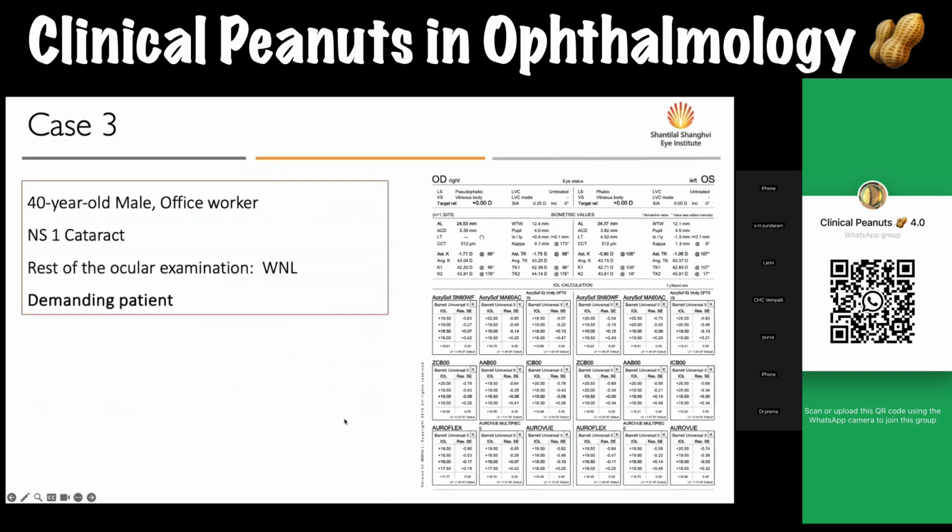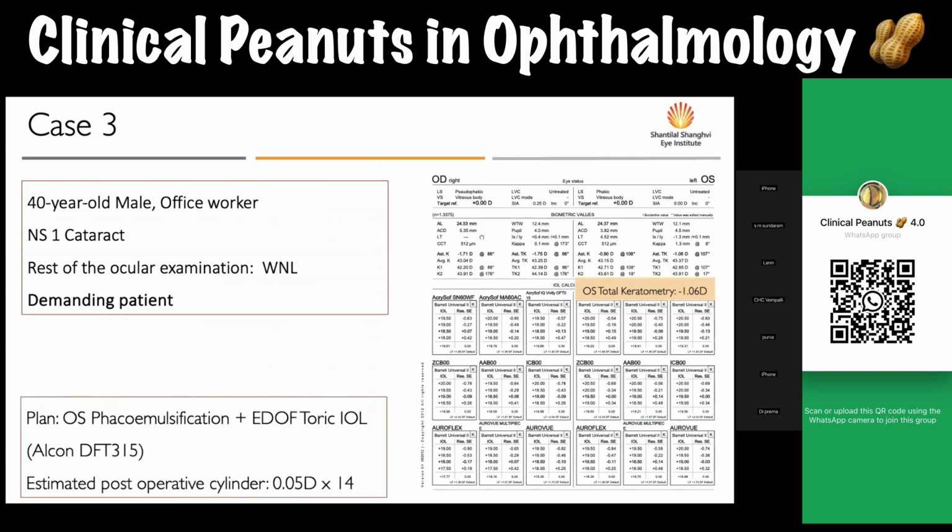The third case is this 40-year-old office worker who is a very demanding patient, has an early cataract. Again, regular case with a regular axial length. But you can see that the amount of cylinder he has is not very significant, but also not very insignificant compared to what the first case was again. He was a slightly more demanding patient in that he wanted to be spectacle free. And so an EDOF lens was planned in him.